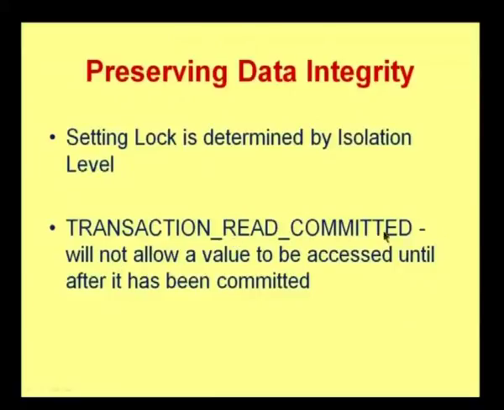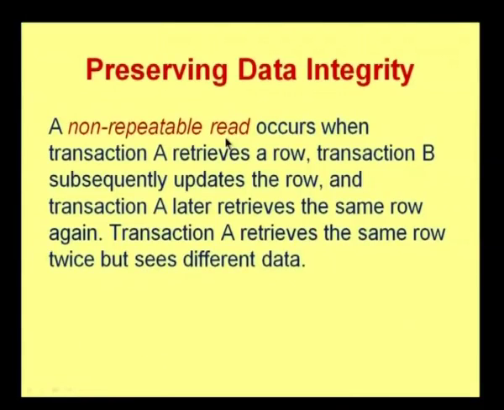Take transaction read committed. It means that it will allow a value to be accessed only after it has been committed, so another person can read the data only after you do a commit. This is one particular isolation level. When I say read committed, once the user commits, only then will another person be able to read that particular data. There is another option called non-repeatable read. Here, when transaction A retrieves a row, transaction B subsequently updates the row, and transaction A later retrieves the same row, you can see the difference between the data. A has retrieved data, meanwhile B is changing, updating the data.